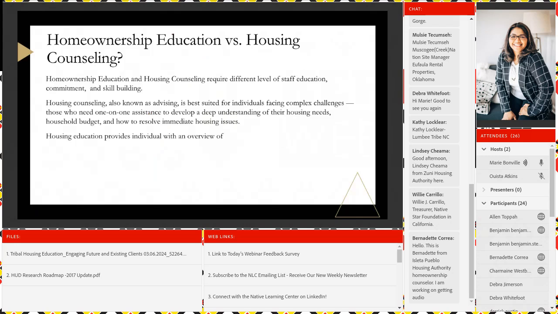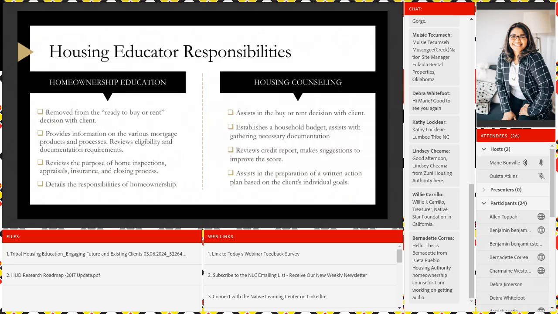But the idea is homeownership education versus housing counseling, right? They require a different level of staff education, commitment, and skill building. So really, it's about how to advise clients depending on their situation, and some of them can be very complex, right? So knowing when to use one-on-one assistance versus housing education and those general classes is important. So let's break it down even further still.